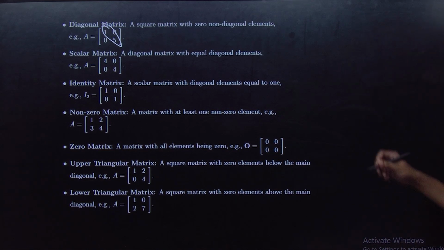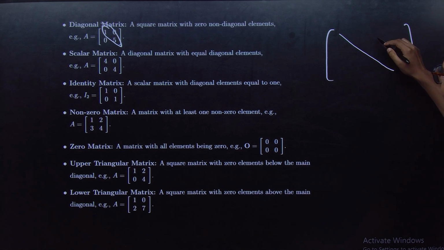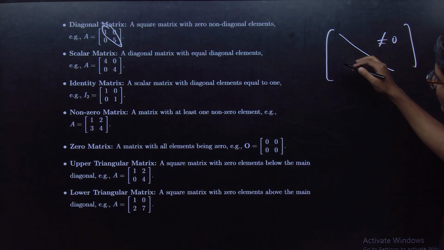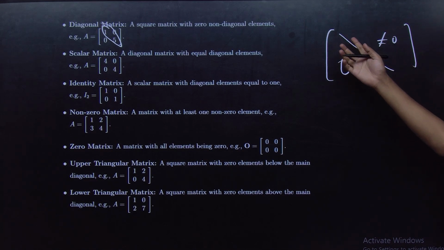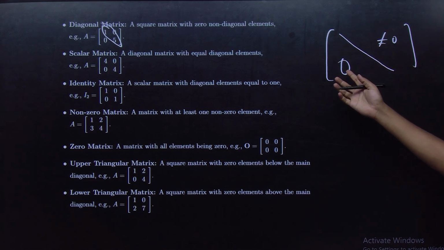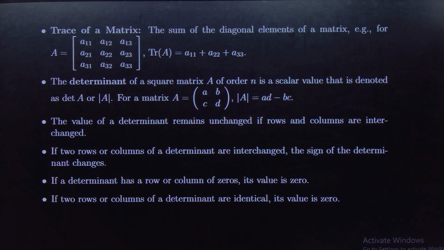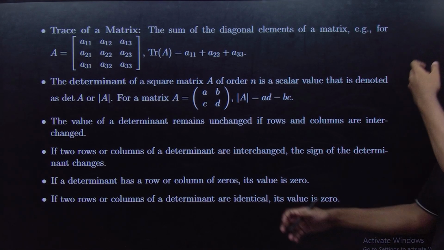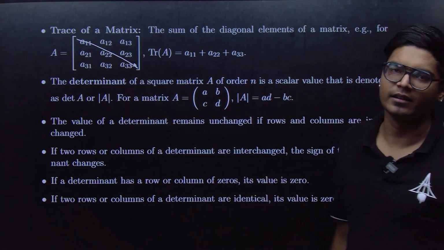Upper triangular matrix: if you take a matrix where all the elements below the principal diagonal are equal to 0 and the elements above are not all zero, then it's known as an upper triangular matrix. And if you reverse this, if all the elements above the principal diagonal are 0, then we'll say that it's a lower triangular matrix, right? Trace of a square matrix is nothing but the sum of the diagonal elements of it, right? For example, in this case, it's basically the sum of the elements along this diagonal.